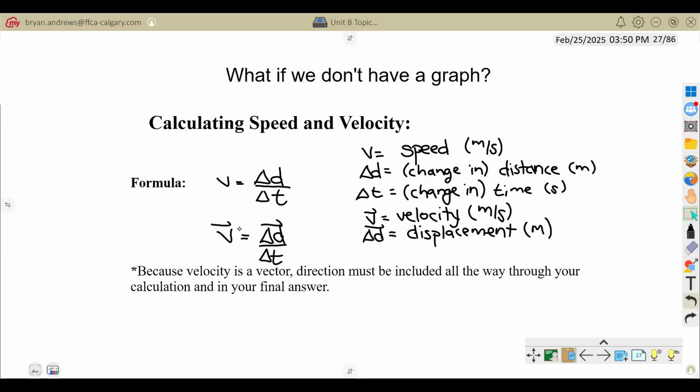Okay, we're going to have a couple really quick videos coming up here. So let's just jump right into our next one. This one is how do we calculate speed or velocity when we don't have a graph?